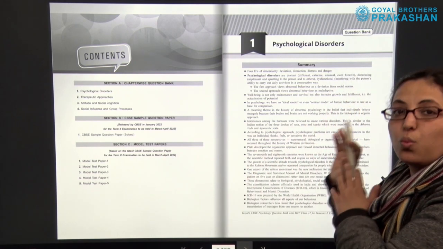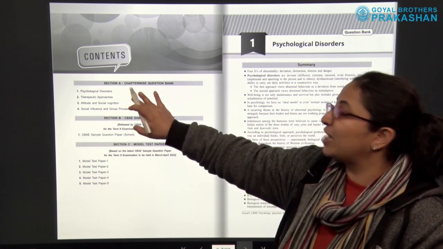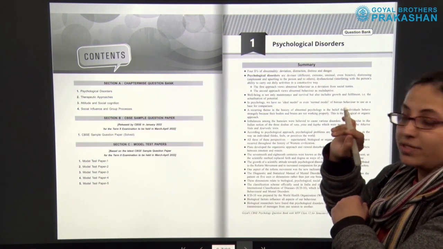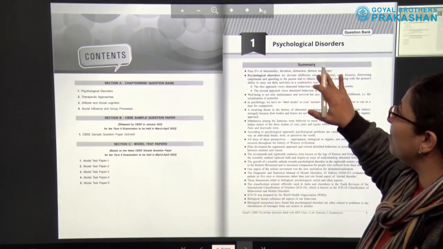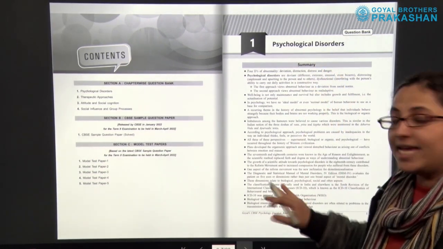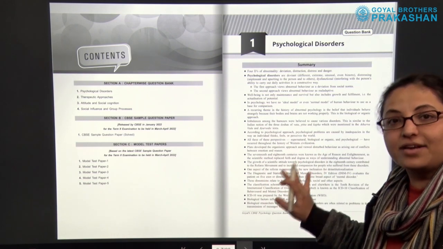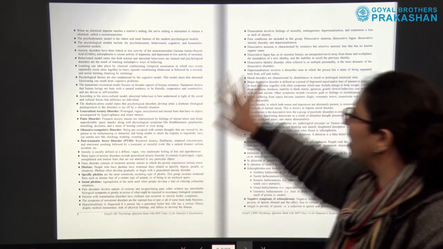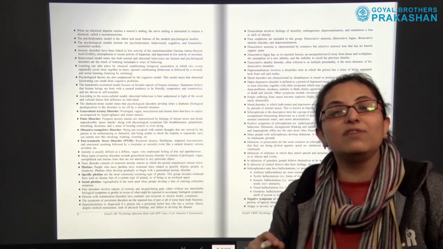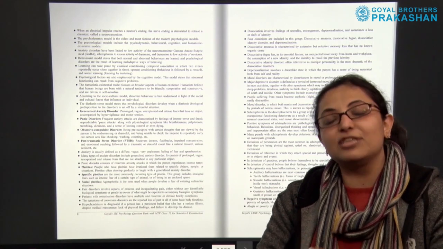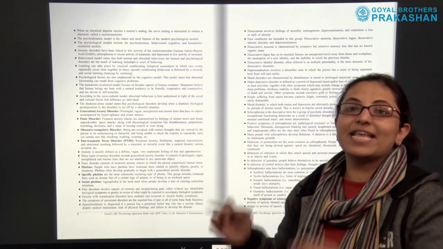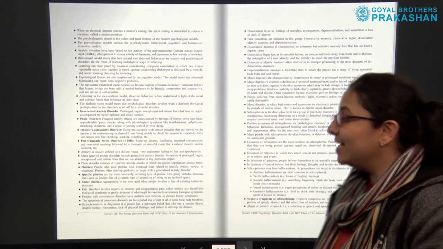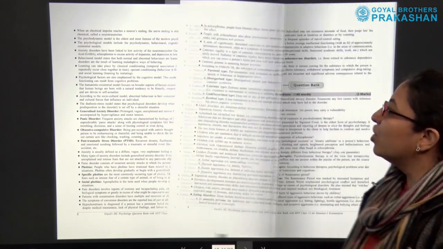This is Section A, which is the chapter-wise question bank. This is Chapter 1, Psychological Disorders. If we see, the summary is given in the starting. You can see all the points are given in the starting of the summary. The points are given for the simple reason that the child can revise and recapitulate the complete chapter point-wise in a very short time. So this is the complete summary of the chapter.